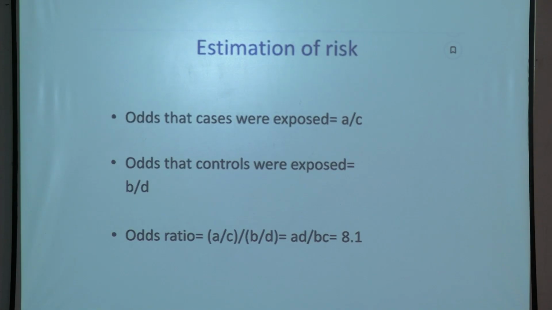So the estimation of risk: odds that the cases were exposed, A by C; odds that the controls were exposed, B by D.